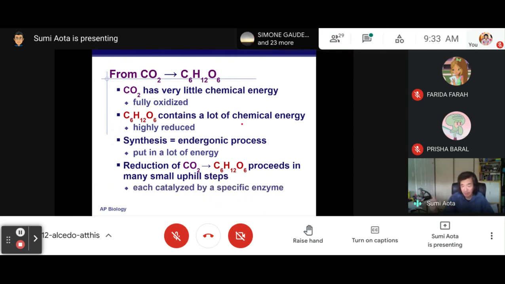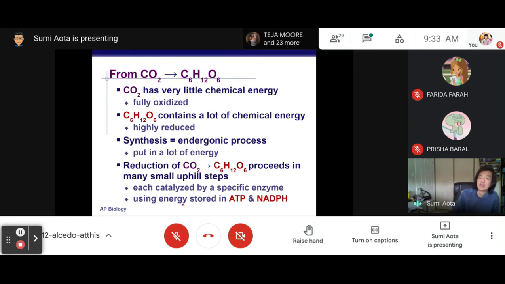Each step is catalyzed by an enzyme, using the energy in ATP and NADPH. So that's how we basically do this.